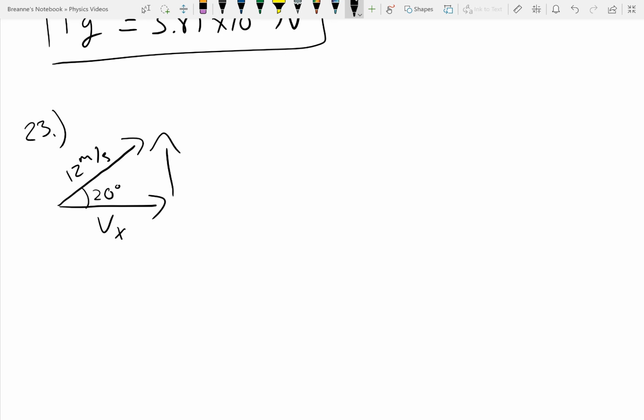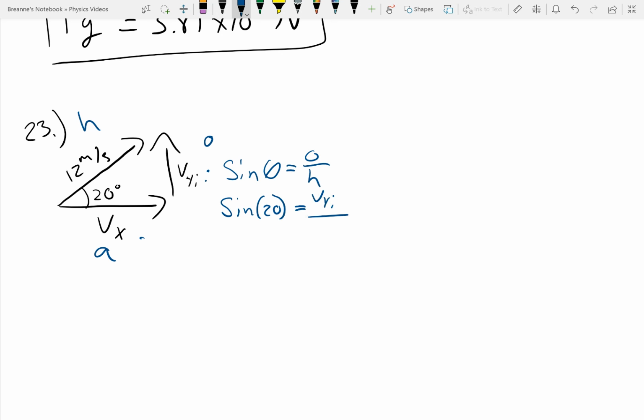So this would be your velocity in the x, this would be your velocity in y initial. And again, this is hypotenuse, opposite, adjacent. So you would use sine, opposite over hypotenuse. Sine of 20 equals your opposite, which is your velocity in the y initial. You plug that into your calculator and you get 4.1 meters per second.